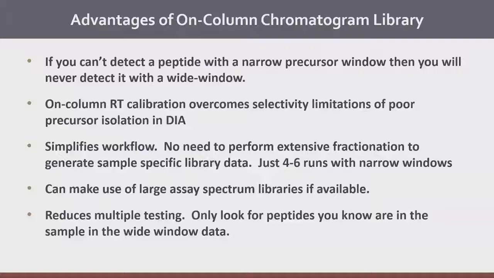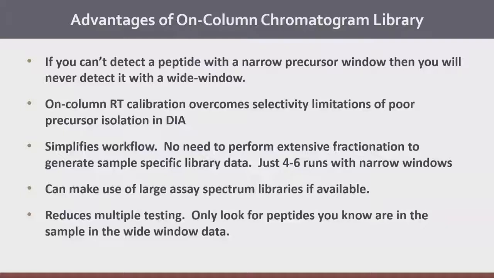You can take a FASTA file, search against the narrow window data, and then for that narrow window data, you can apply them to the wide window data. But you can make use of large assay libraries. Let's say you are working in a tissue type of which the pan-human library is a representative. You could use that to then query the narrow window data, and then use that to map it over to the wide window data.